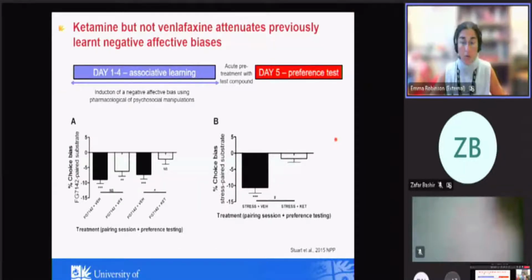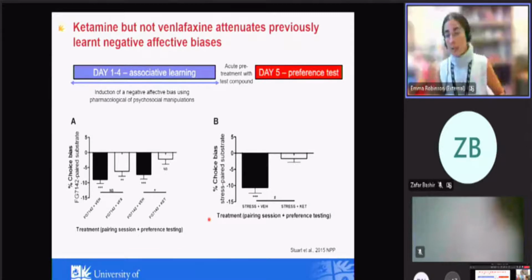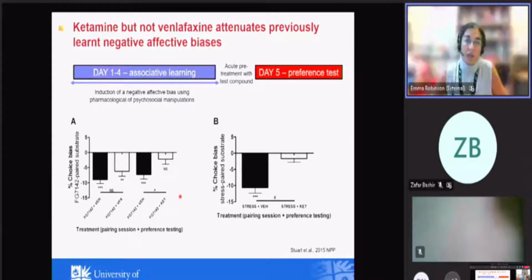So we went on to ask the question, could it be that there is in fact a neuropsychological basis to the difference in how these drugs are working? So we hypothesized that drugs which have a delayed onset, the conventional antidepressants, will be working through effects on new learning, whereas the rapid-acting antidepressants may be able to modulate these previously learnt and biased memories. And that's exactly what we found.